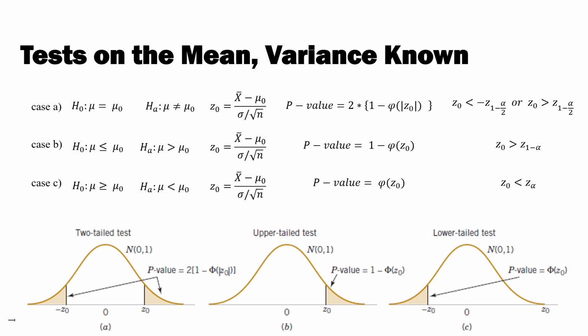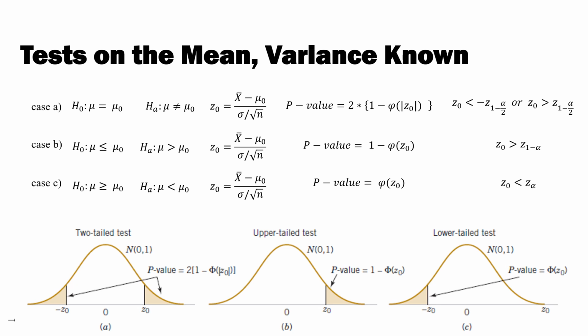The lower-tailed test, case C, is used when we are specifically testing whether the population mean is smaller than the hypothesized value. For example, suppose we are testing whether the average lifespan of a particular battery is less than the stated value.